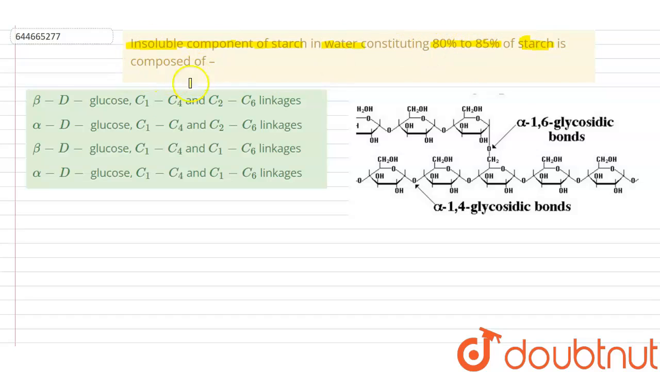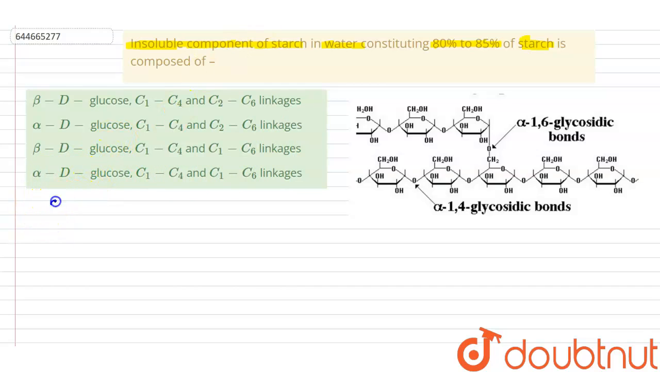Hi friends, the question is: the insoluble component of starch in water, constituting 80% to 85% of starch, is composed of beta D glucose C1 C4 and C2 C6 linkage, or alpha D glucose C1 C4 and C2 C6 linkage, or beta D glucose C1 C4 and C1 C6 linkage, or alpha D glucose C1 C4 and C1 C6 linkage. So we have to find out the linkages.